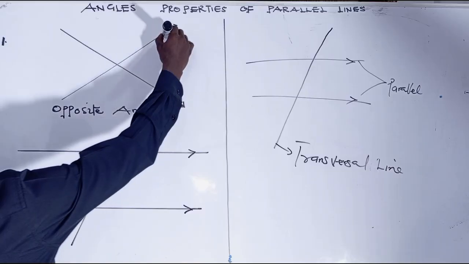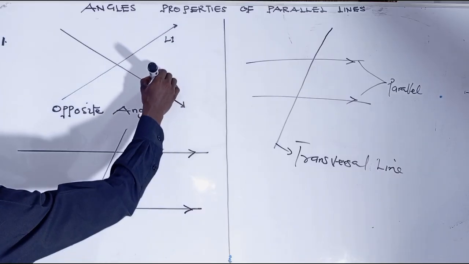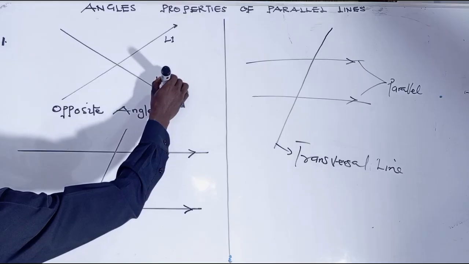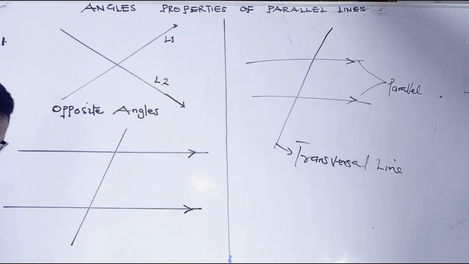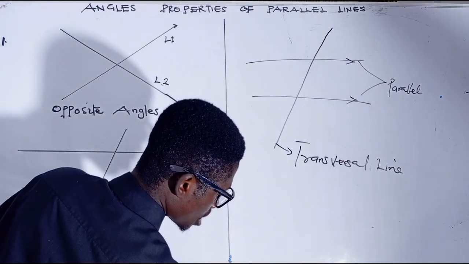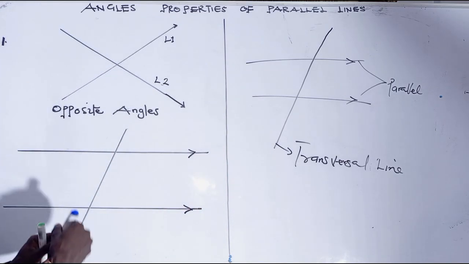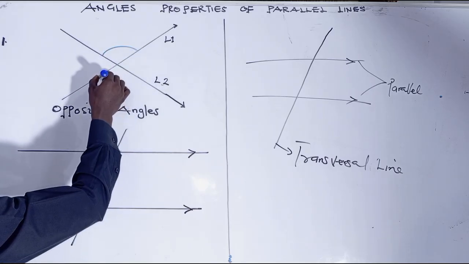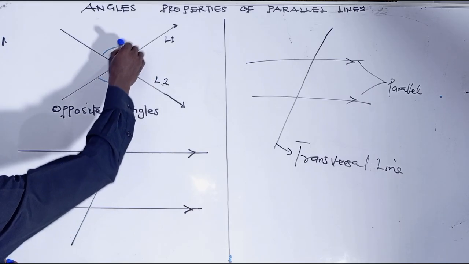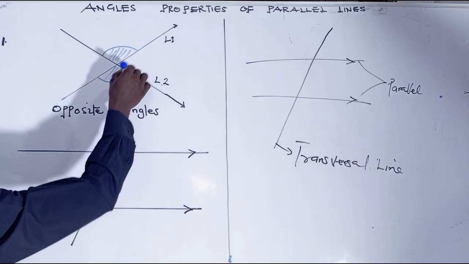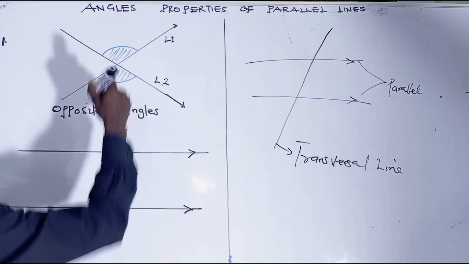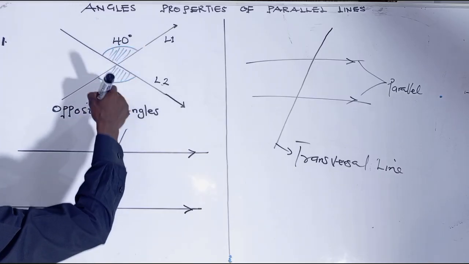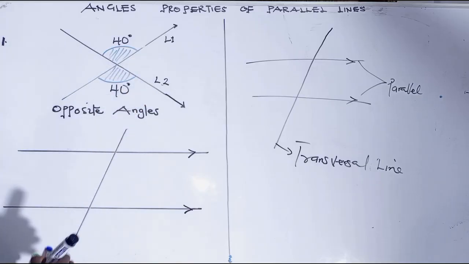So let's say this is our line 1 and this is our line 2. Now when these two straight lines intersect, we can obtain what we call the vertically opposite angle, also known as what? The opposite angles. So this means that the angle formed here is equal to the angle formed here. So we can see that this angle is vertically opposite to this angle. So if this angle is, let's say, 40 degrees, definitely this angle will also be what? 40 degrees. And we call it the opposite angle or the vertically opposite angle.